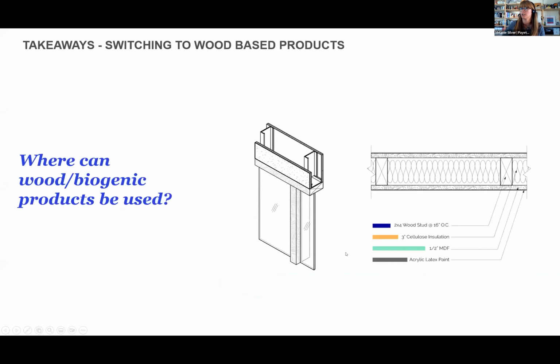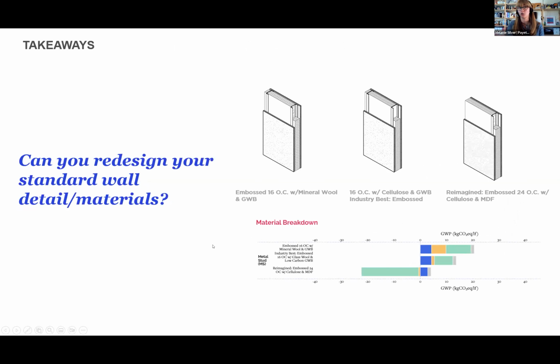So this leads to some of these takeaways that we started to propose to our office. Where can we use wood and biogenic products? It could be using that MDF or the wood studs, but it could also be the wood framing on the glass partitions, which helps to offset some of the high embodied carbon of the glass. And then, can we redesign our standard wall details to take advantage of some of these materials that are already out there, so we can have a baseline embodied carbon reduction.